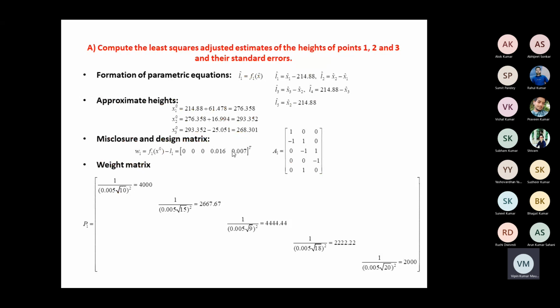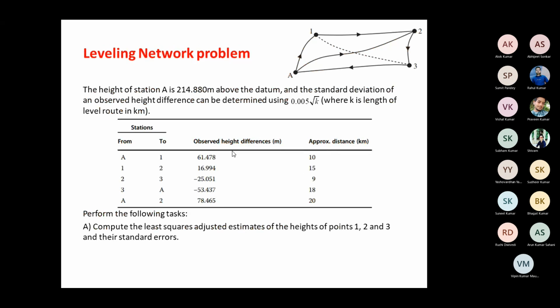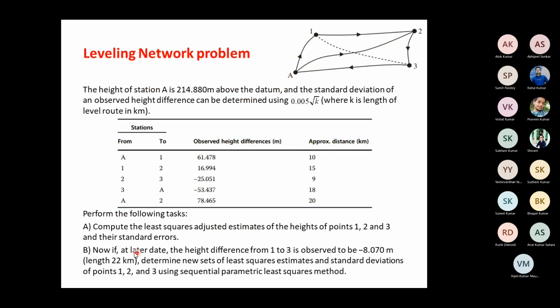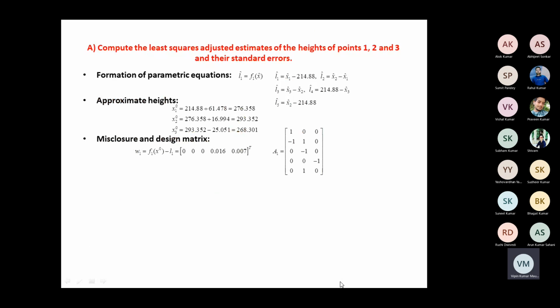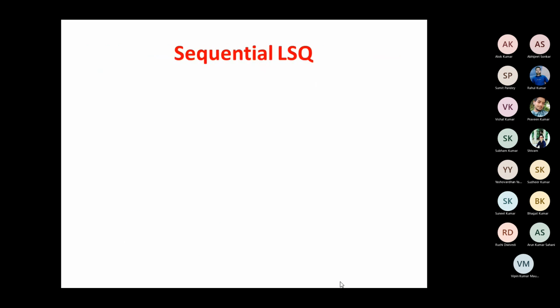Now let's see the second question. If at a later date the height difference from 1 to 3 is observed to be minus 8.070, so height difference from 1 to 3 means x3 minus x1, and its length is 22 kilometer. Determine the new set of least squares estimates and standard deviations of points 1 to 3 using the sequential parametric least square method. So now we have the next set of observations, and here it is one observation. So how will you proceed?